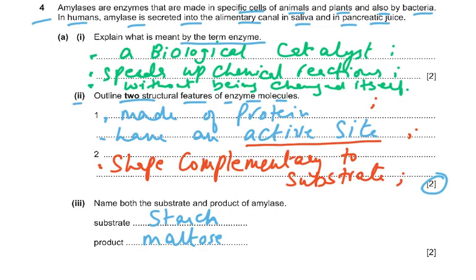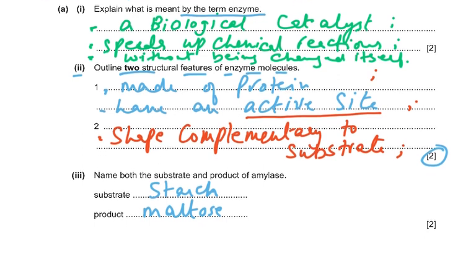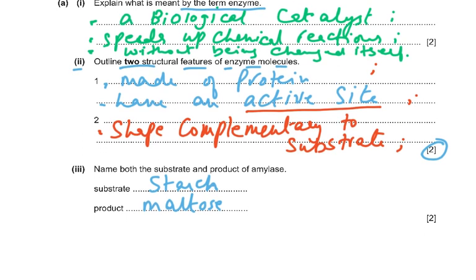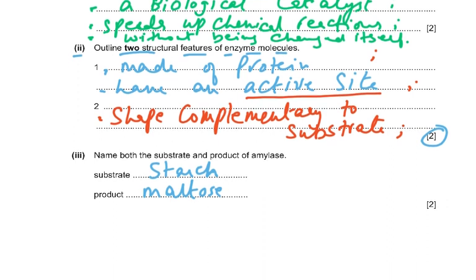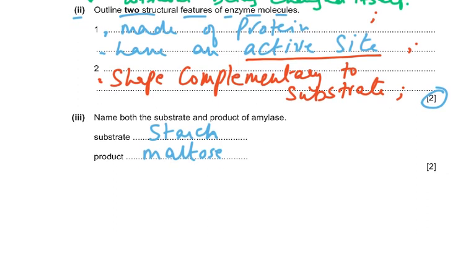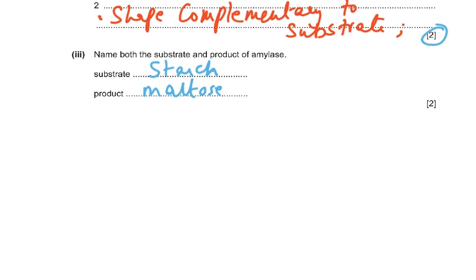So biological catalyst speeds up chemical reactions without being changed itself. That's 3 mark scheme points. Then two structural features: made of protein, has an active site, and the shape of the active site is complementary to the substrate. Then the substrate is starch, and that is maltose.